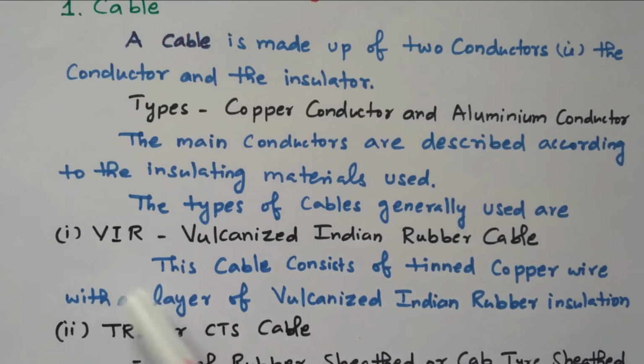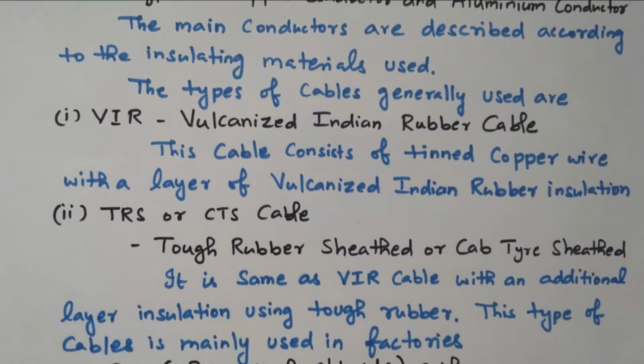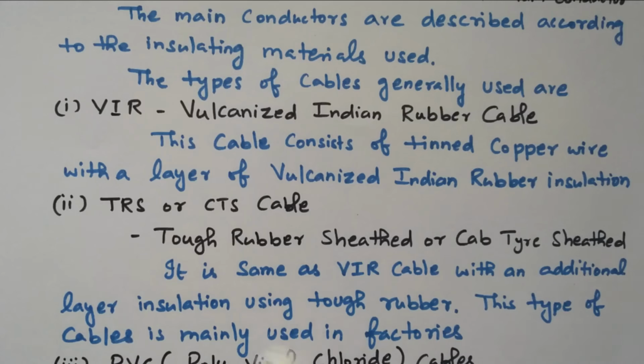VIR. This cable consists of tinned copper wire with a layer of vulcanized Indian rubber insulation. So the conductor is available, over which the VIR, vulcanized Indian rubber insulation, is given. Second type is the TRS or CTS cable. TRS means tough rubber sheathed, and CTS means cab tyre sheathed.